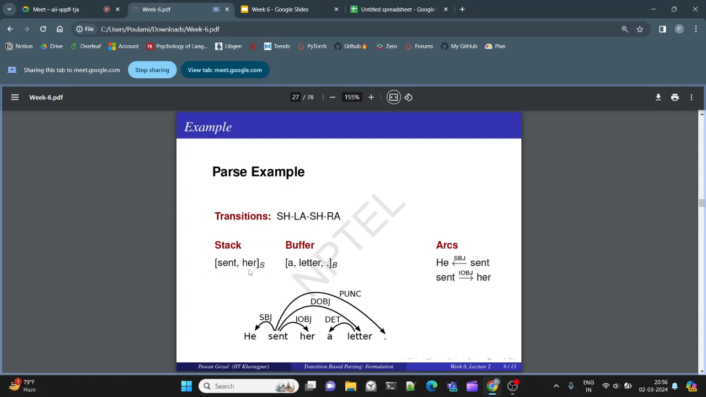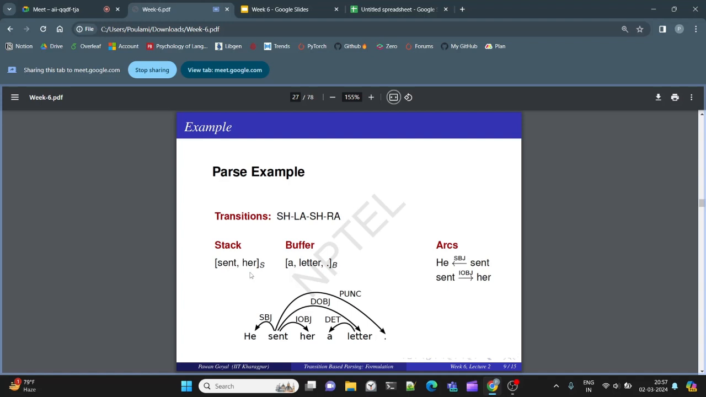Now we need to decide what to do. Again I check the top of the stack and top of the buffer: her and a. However, there is no arc between her and a. So I cannot do a left arc transition, and I cannot do a right arc transition. The only possibilities that remain are reduce and shift. So what do I do? Here I take the rule of thumb. What does the rule of thumb say?